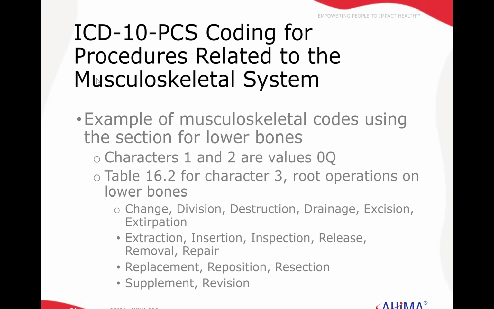And again, here's an example of a musculoskeletal code using the section for lower bones. We know the first two characters are going to be 0Q. We can look in our code book or reference table 16.2 for the third character. And these are the same root operations that we've seen throughout the course. These are things involving change, division, destruction, drainage, excision, extirpation, and so on.